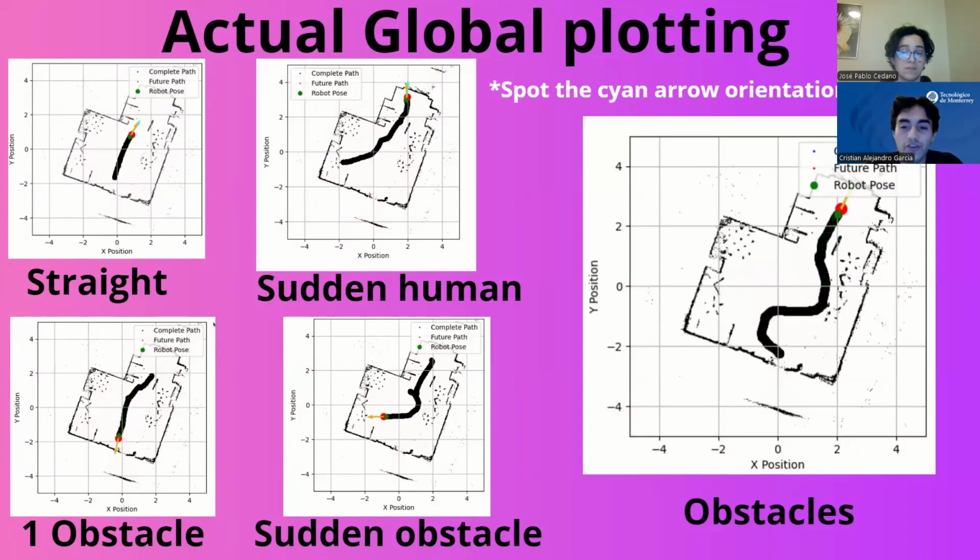As you can see, there's a lot of information in each graph. Basically, the black dots, the black line, is the robot's path that it has followed. Then we have some arrows which represent the orientation of the complete path and the orientation of the future path, the trimmed path. And some lines that basically represent the positions that each path follows along the way. This is what we got from the actual plotting.